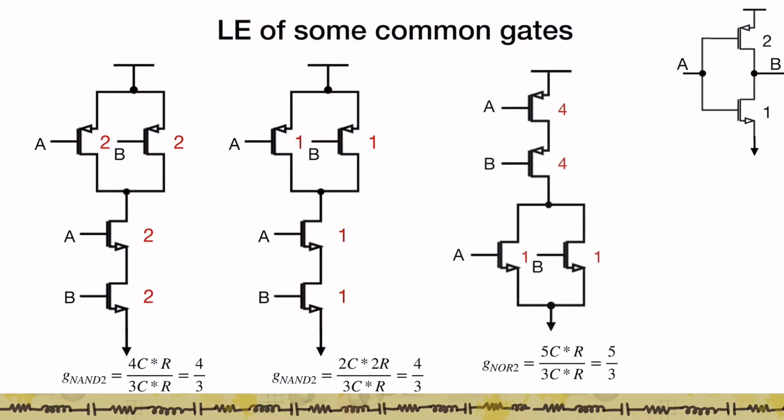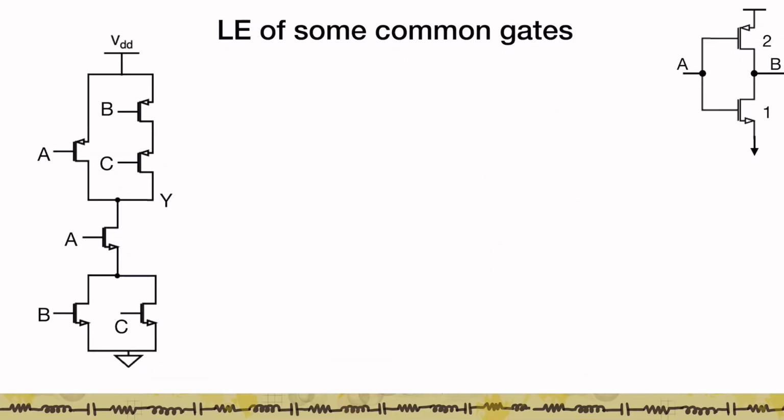Now let's look at a 2-input NOR gate. If you look at a 2-input NOR gate, again here we size it up for the same worst case pull-up or pull-down resistance as that of the inverter. And so because we have a PMOS stack, we size it up to 4, 4, the NMOS is 1, 1, leading to an input capacitance at every node to be 4 plus 1 or 5. So it's going to be 5C into R divided by 3C into R, giving you a logical effort of 5 by 3 at every node.